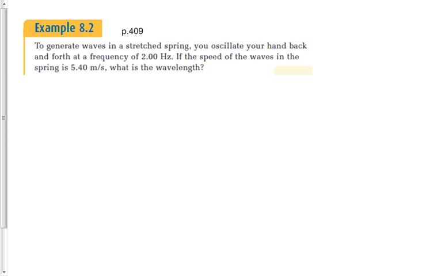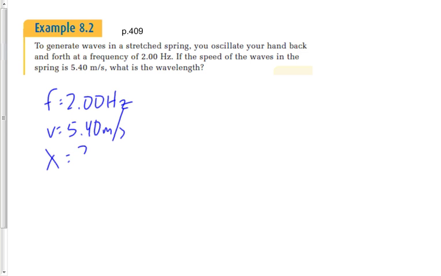All right, let's take a look at 8.2 on 409. It says, to generate waves in a stretched spring, you oscillate your hand back and forth at a frequency of 2 hertz. In other words, you're moving your hand back and forth 2 times per second. And that's causing this wave in the string that has the same frequency, 2 hertz. The speed of the waves is 5.4 meters per second. What's the wavelength? The frequency of my hand is 2 hertz, but since this is what's causing the wave, the frequency of the wave will also be 2 hertz. The speed is 5.4, and we're looking for the wavelength.